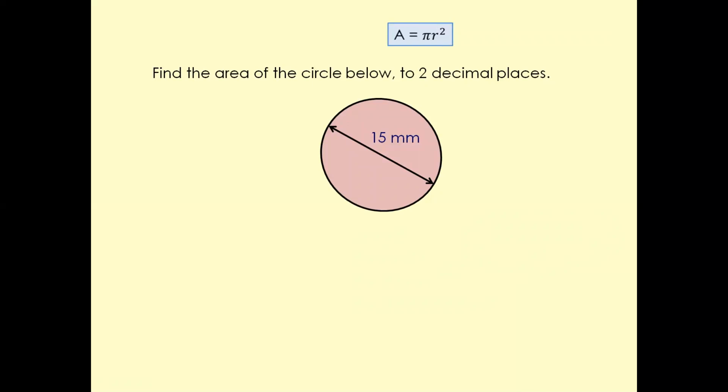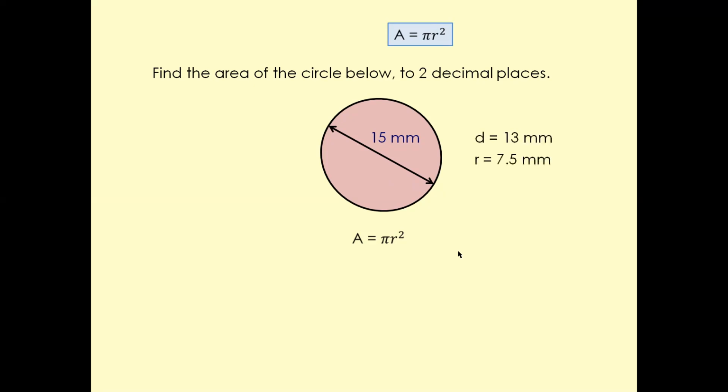Let's have a look at this question. Find the area of the circle below to 2 decimal places. Again, it's really important to read the question very carefully. In this question, they want us to leave the answer to 2 decimal places. And they've given us the diameter in this case instead of the radius. So the diameter of the circle is 15 millimeters. So you have to halve the diameter to find the radius first.